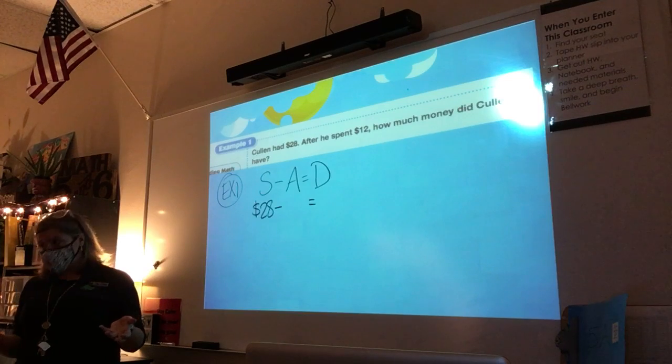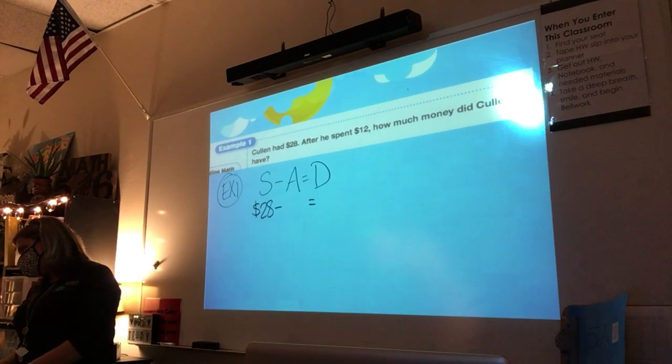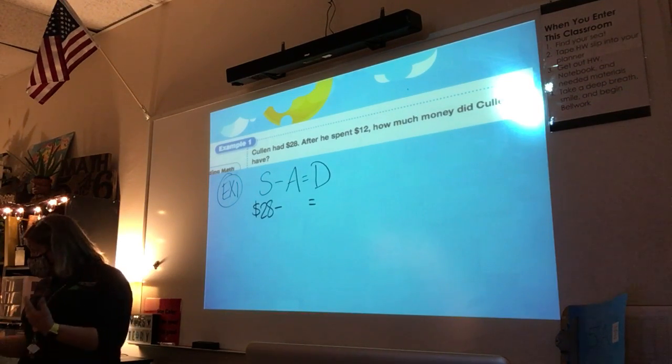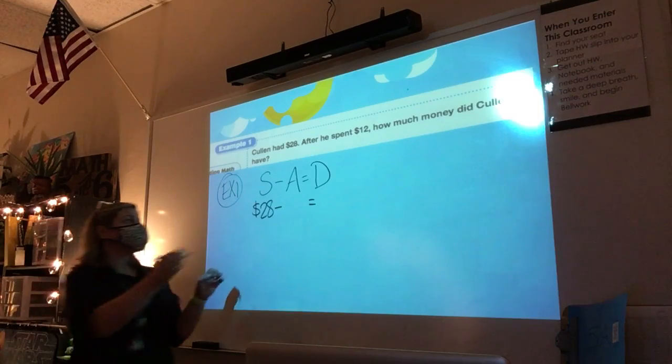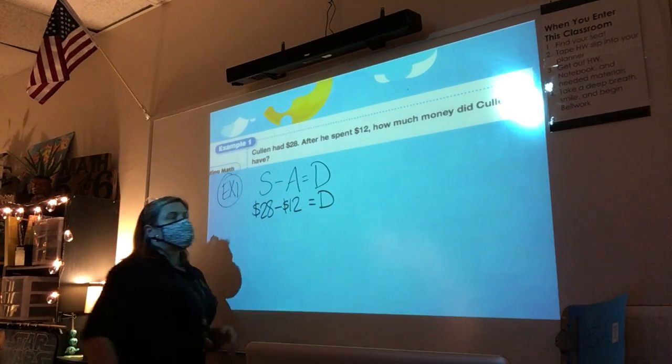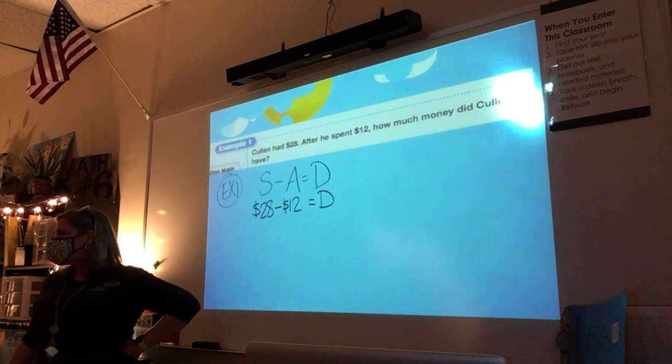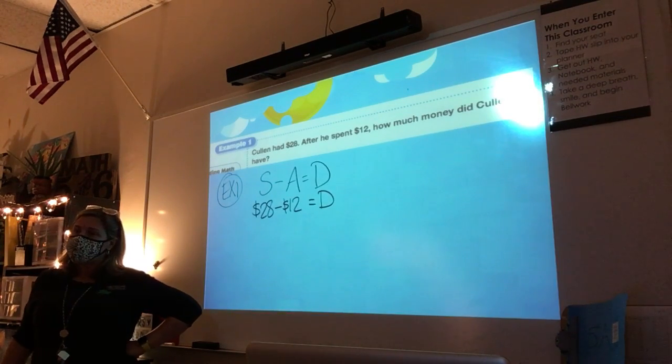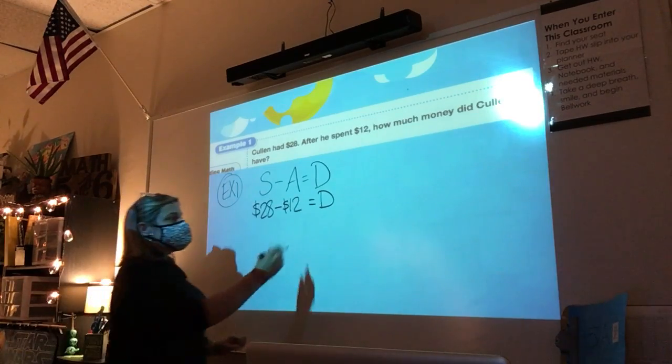Yes, we do, because he spent it. Okay, so how much did he spend, Seth? 12. Okay, so we're going to write down $12 equals D. Well, would you look at that? They were so nice to us, they already got the unknown alone for us. Okay, so now we just need to solve this.